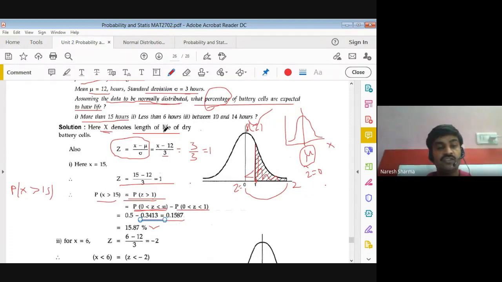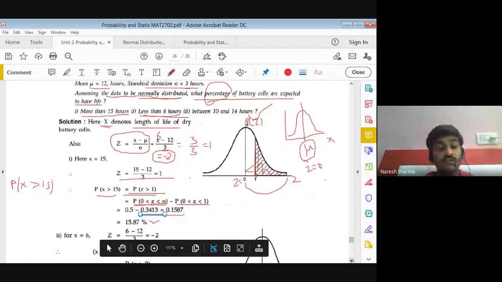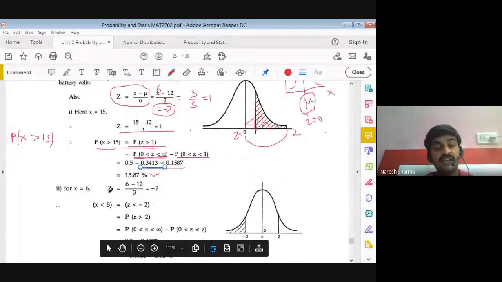The second part of the same question says the life is less than 6 hours. So here we assume x is 6. If we put 6 in place of x, 6 minus 12 is minus 6, divided by 3 is minus 2. So when x is 6, z is minus 2.